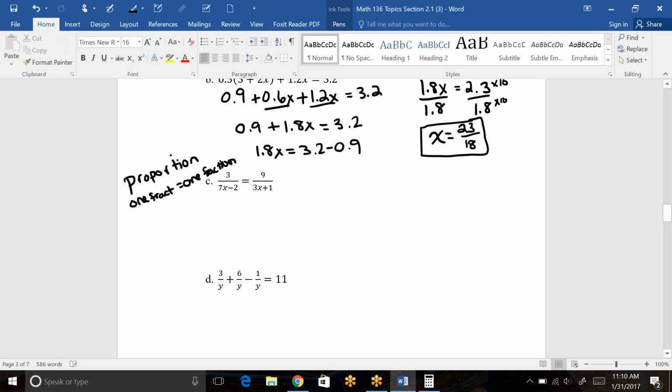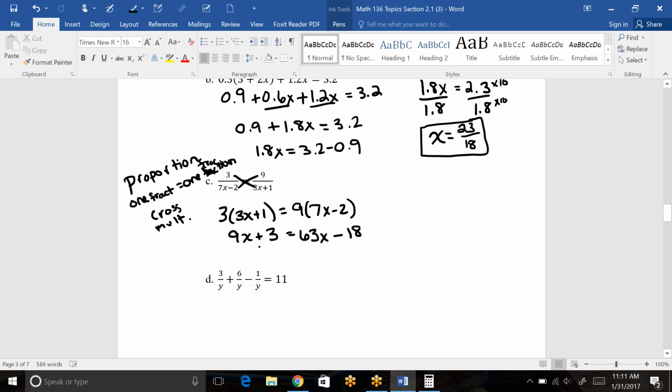That's supposed to say fractions, not factions. If you have that situation, you can do what's called cross multiply. Now, that has to have an equal sign in between them. If this was times, you can't cross multiply. It's only one fraction equal to one fraction when you can cross multiply. So we write this as 3 times 3x plus 1, because that's the first diagonal, equals 9 times 7x minus 2. We distribute that on each side, so that's 9x plus 3 on the left, and 63x minus 18 on the right.